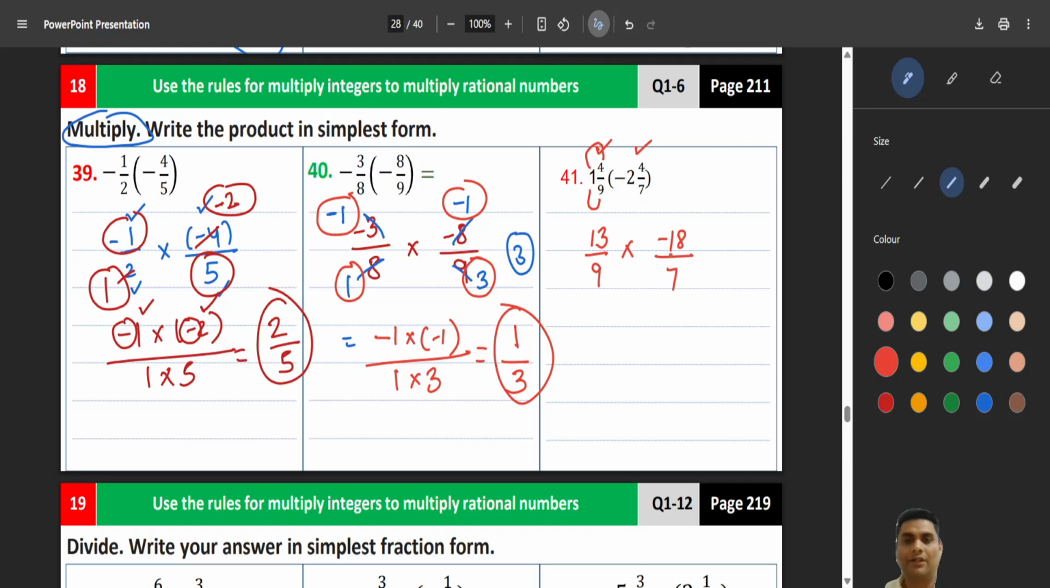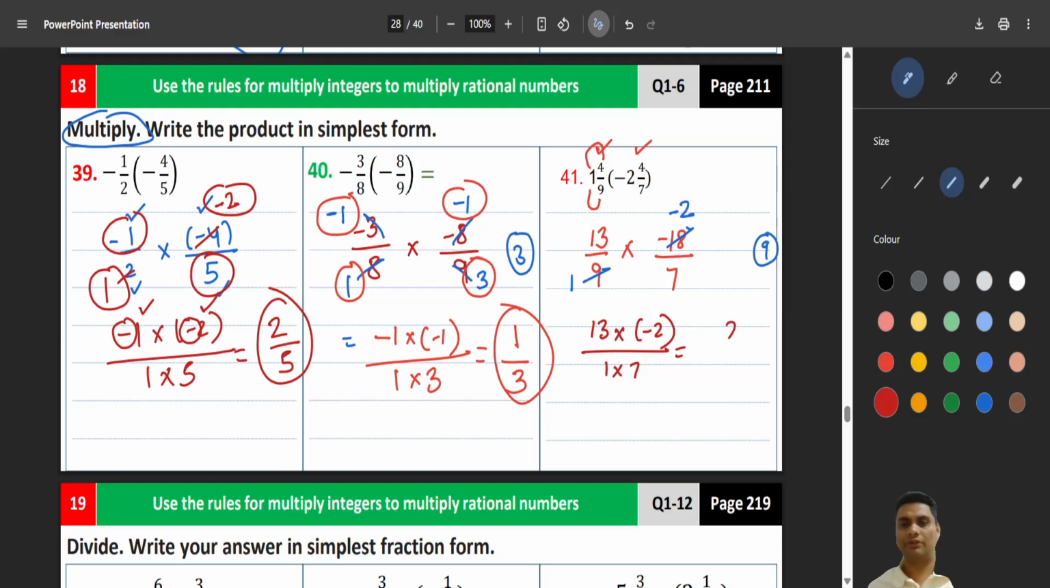Over 7. 18 and 9. Both of them comes in the table of 9. Yes? So 9 taksim 9, 1. 18 taksim 9, 2. Yes? There is a minus here. I will put minus. Can I cut the 13 and 7? No. They don't come in the table together. Can I cut the 2 with the 7? No. They do not come in any table together. So what do I have now? I have 13 times minus 2 up, and down I have 1 times 7.